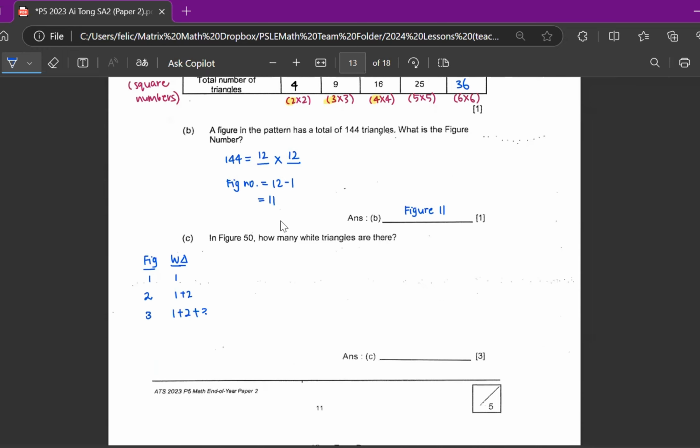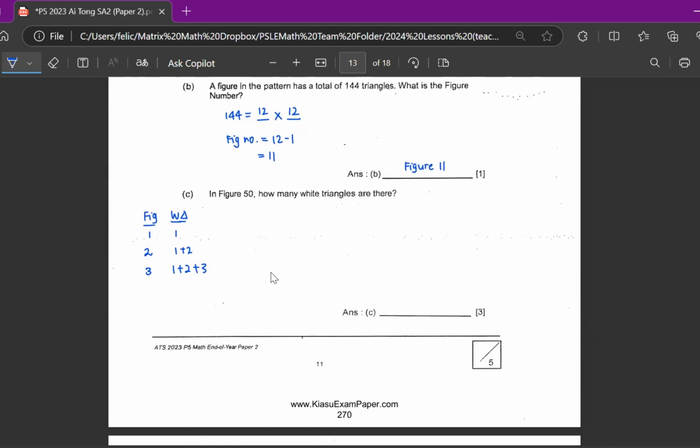So you see, I'm trying to show you the pattern by listing it out this way. Which also means, can you see, to get to figure 50 is actually 1 plus 2 plus 3 all the way until plus 50. The last number in figure 3 is 3, and the last number here is 50. So this is what you should be calculating. But to calculate this, you're not going to press your calculator one by one to press all the numbers in. It's a waste of time.